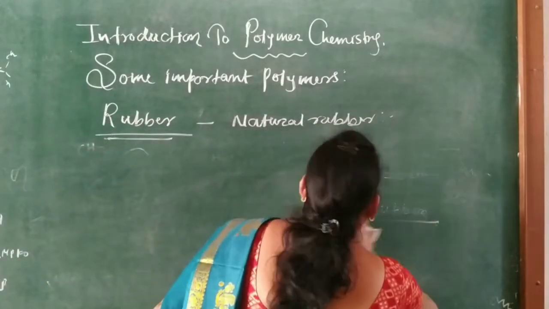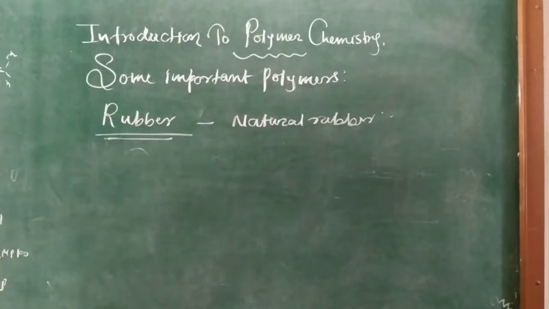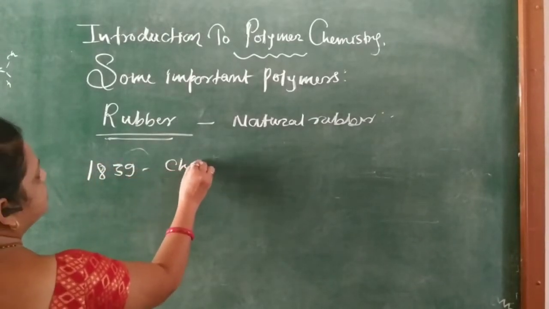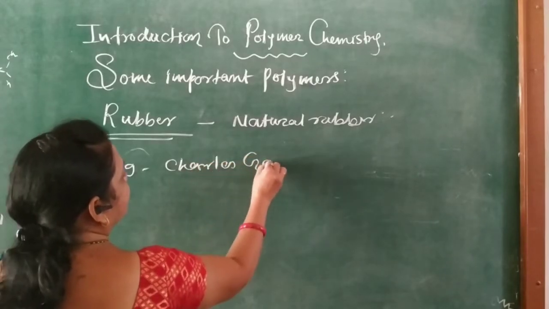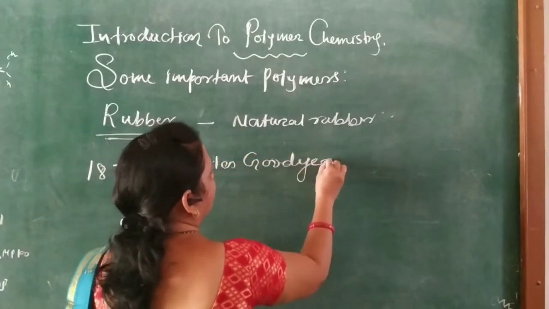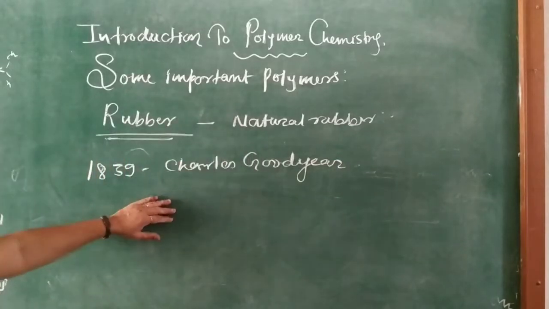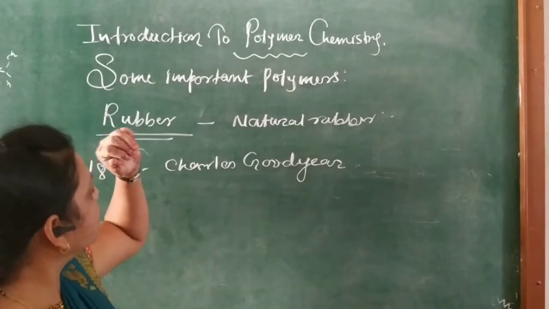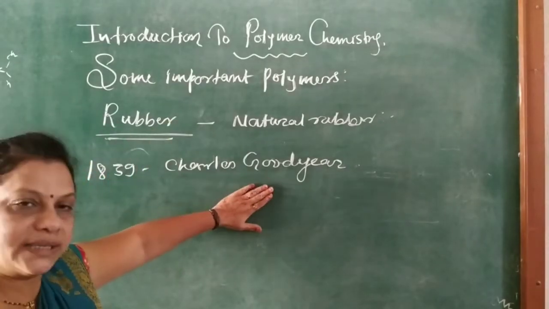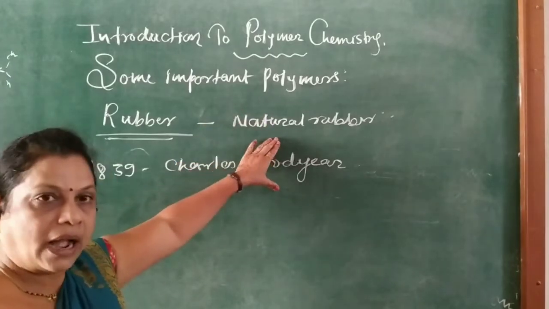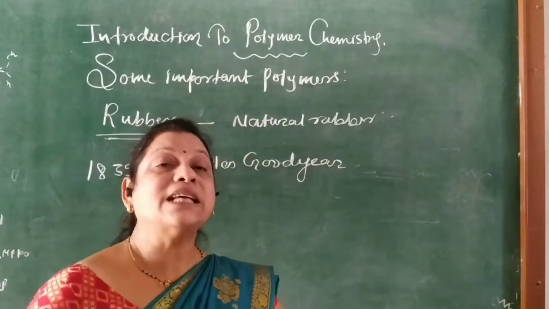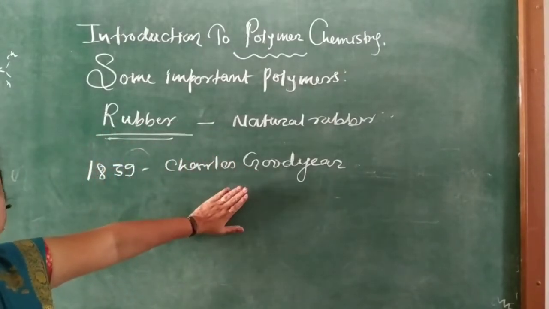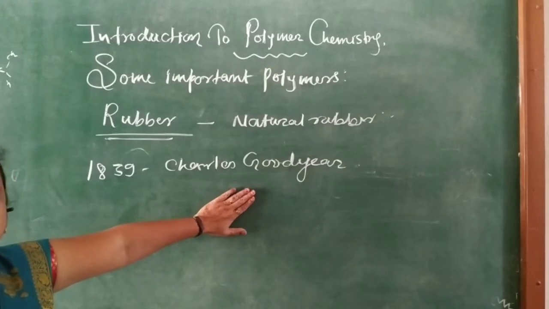Then in 1839, Charles Goodyear, an American scientist, introduced the vulcanization of rubber. What is vulcanization of rubber? It is a process carried out to improve the properties of natural rubber and remove its disadvantages, and that process is called vulcanization of rubber.